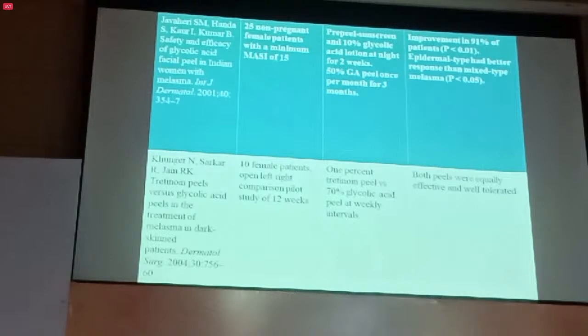The third article was published in Indian Journal of Dermatology. They included 25 non-pregnant female patients with a minimum MASI score of 15. Pre-peel sunscreen and 10% glycolic acid lotion at night was given for 2 weeks, and a 50% glycolic acid peel once per month was given for 3 months. What they found was that the p-value was significant. The epidermal type melasma had better response than the mixed type of melasma.